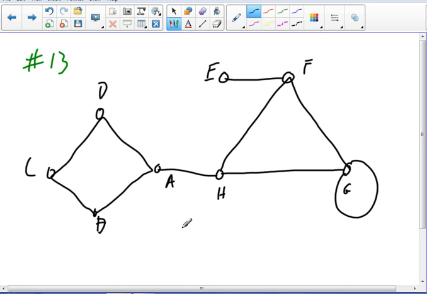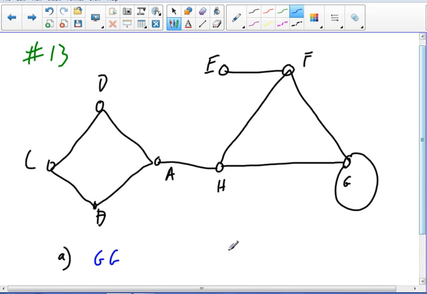All right, now, find all the circuits of length 1. Okay. Hey, I'll do that. All the circuits of length 1. G to G. That's the only one. Everybody else has more than that. Okay, so that's A.